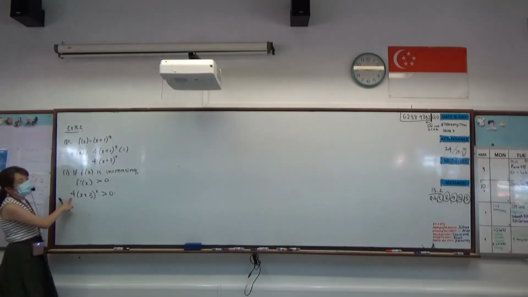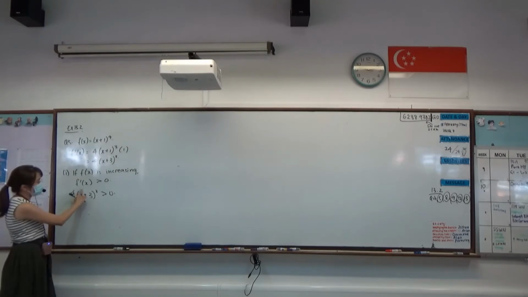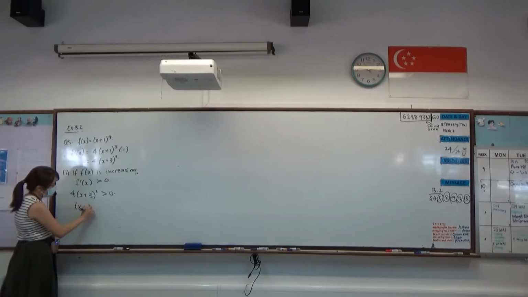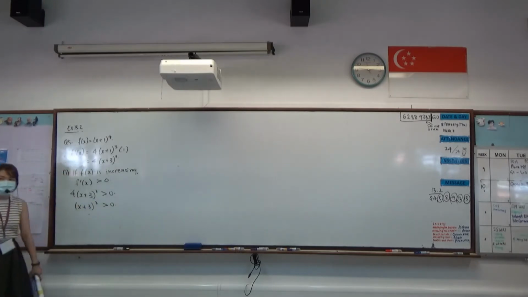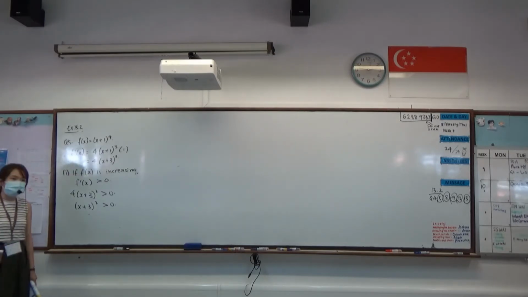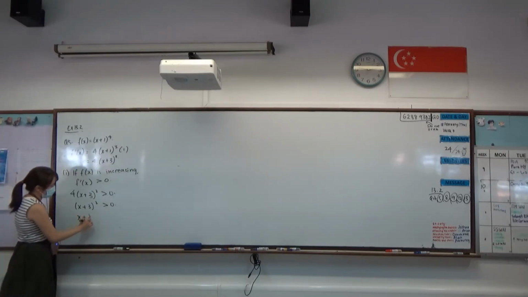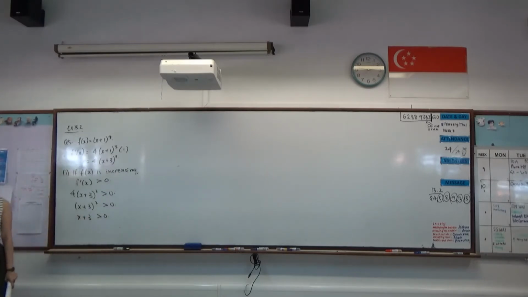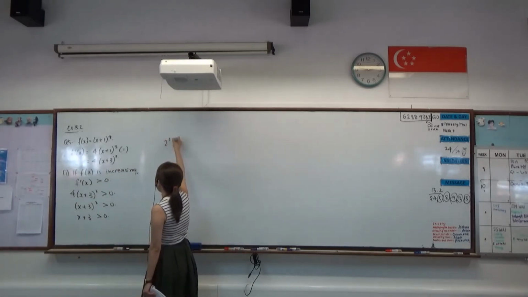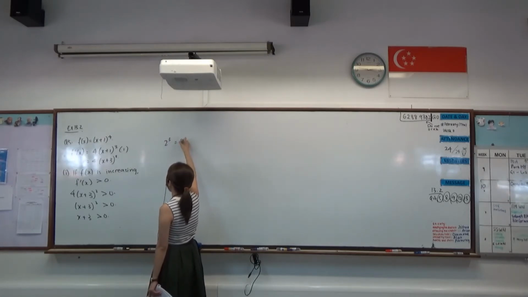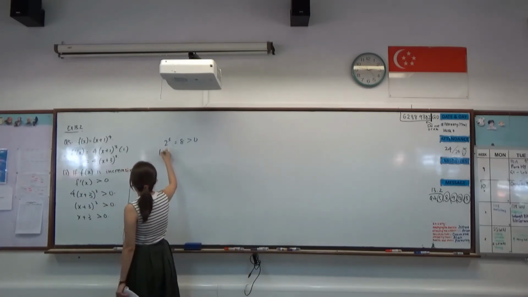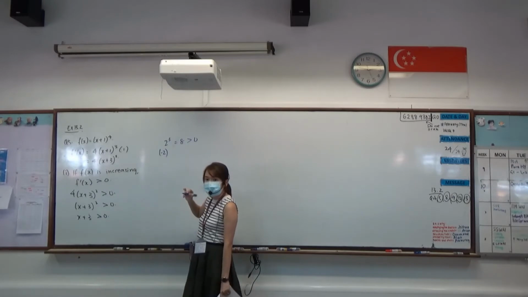Okay, so 4 is clearly a positive number. It needs to multiply by a positive number in order to give us everything to be more than 0. So (x+1) cubed has to be more than 0. Okay? In order for (x+1) cubed to be more than 0, our x+1 has to be more than 0. Okay, if you think about it, for example, 2 cubed will be equal to 8. That gives us something more than 0. If our base itself is, let's say, negative 2, okay, yeah.